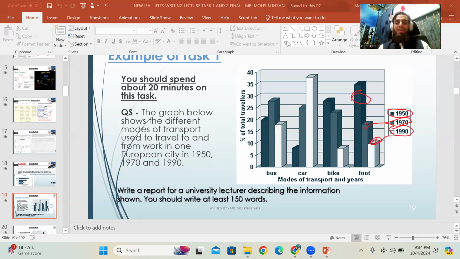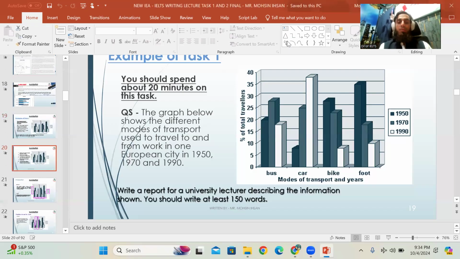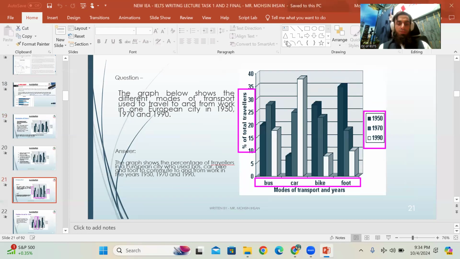Foot usage in 1950 was 35%. In 1970 it was 10%. And in 1990 it is approximately, sorry, this is 10%, and within 15 and 20, for this we will write round about 15%, right? Round about 15% figure. Okay, so this is how much something has been used. Now first we will write an introduction, and you can see the answer by looking at the question and the diagram. Here is our answer.